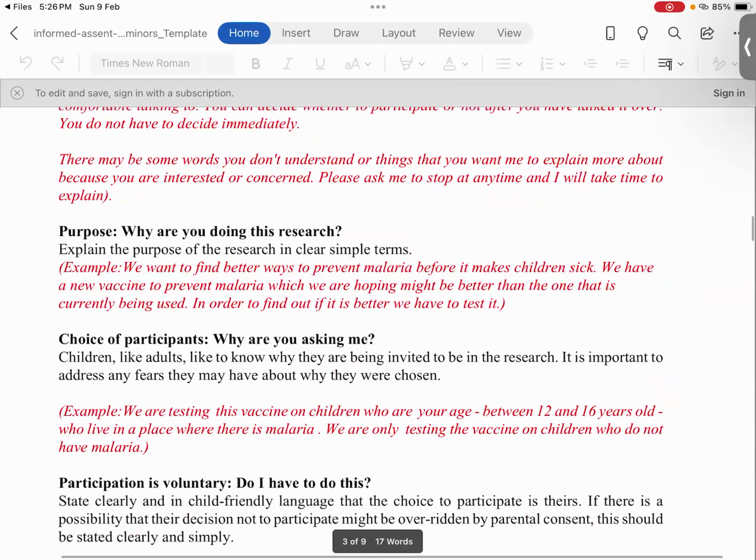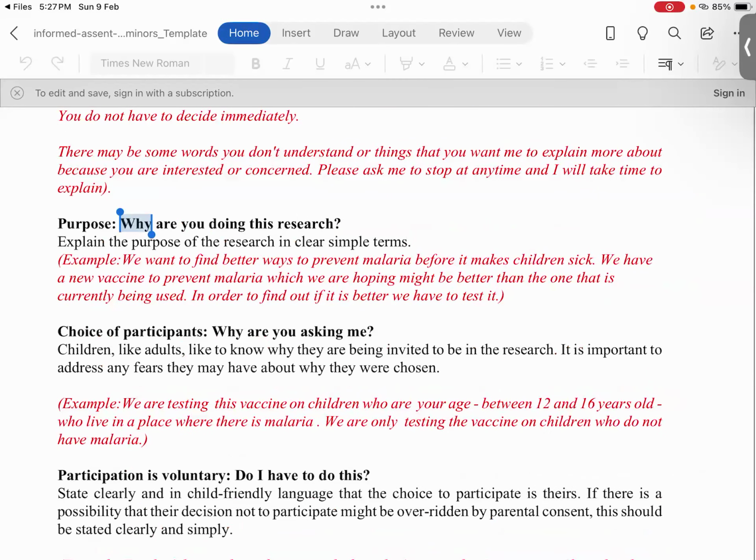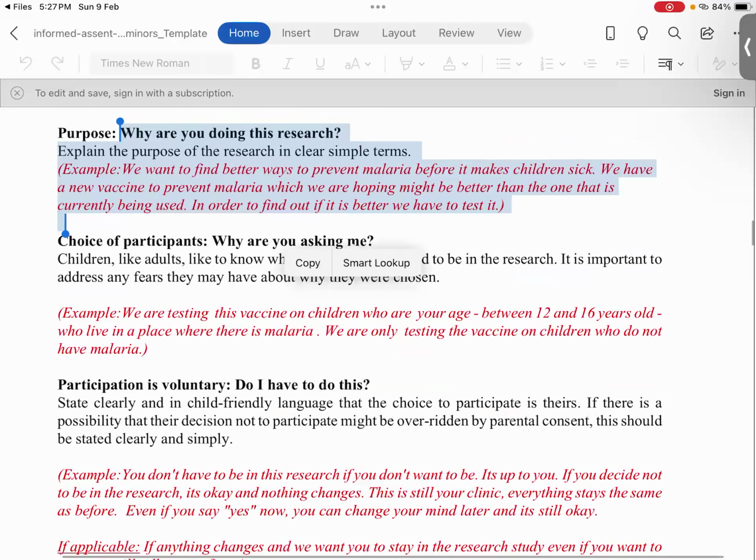And why, see, the purpose here. When I showed you the adult consent form, you saw the purpose is explained in long detail. But that is not the case when you are dealing with children. You are simplifying it even further. Why? We want you to find better ways to prevent malaria before it makes children sick. We have a new vaccine to prevent malaria, which we are hoping might be better than the one currently being used. In order to find out if it is better, we have to test it. So simply, in 2-3 lines you are explaining it. Choice of participation. See, choice.